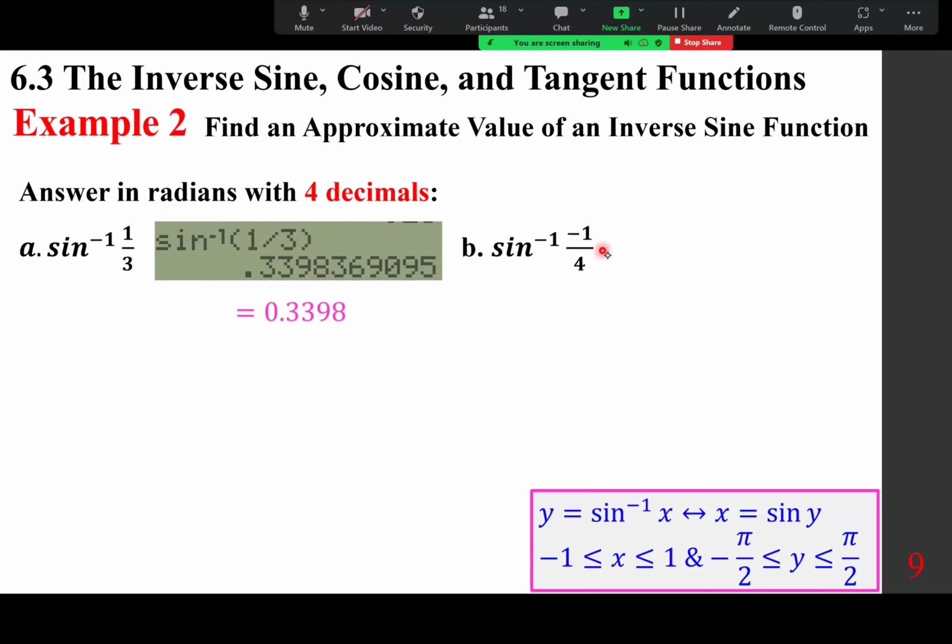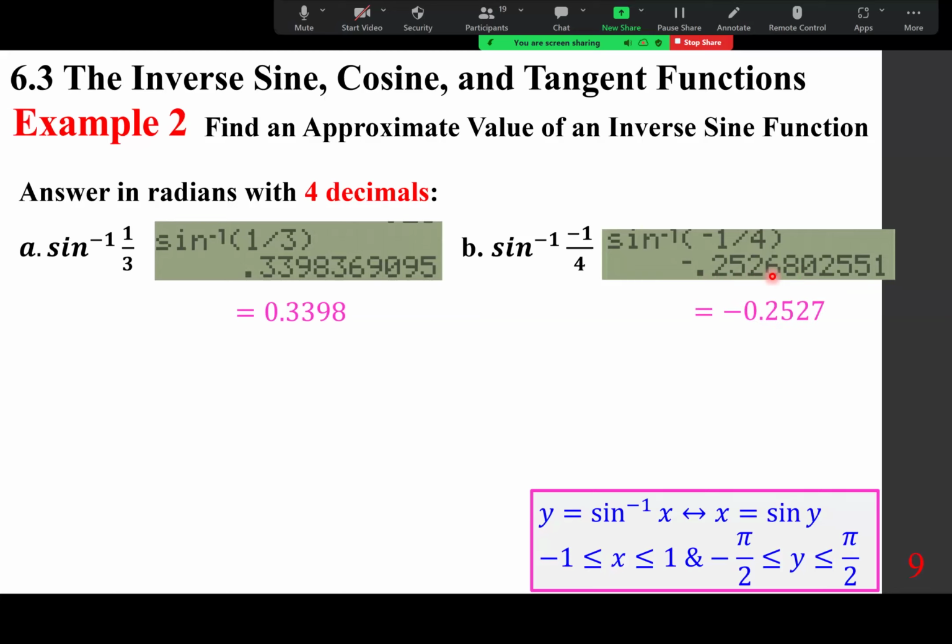Sine inverse of negative 1/4, put it into a calculator. Sine inverse of negative 1/4 gives you this answer. To 4 decimals, the next digit is 6, so you stop. Next to it is 8, which goes up to 7, so negative 0.2527 is the answer.